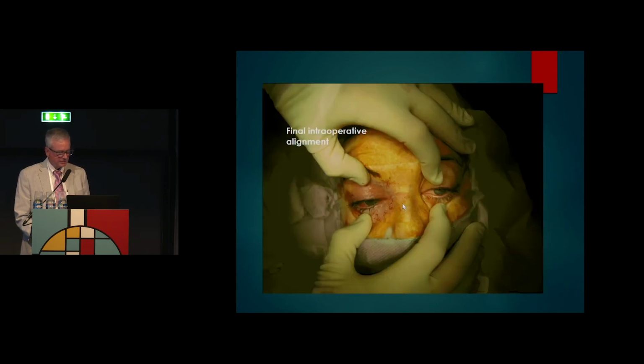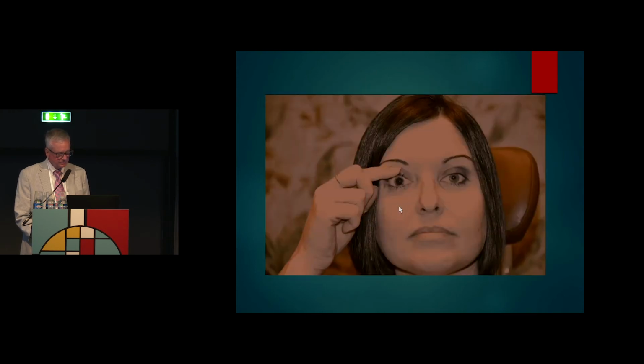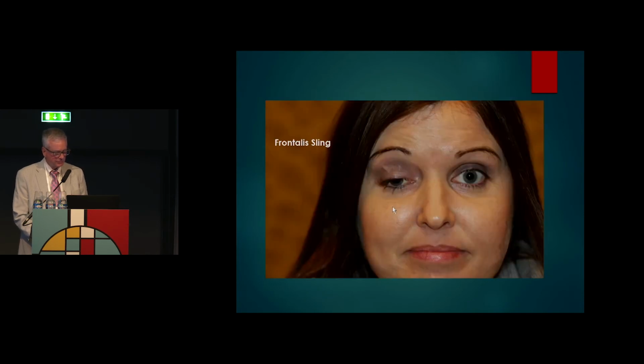This is what she looked like at the end of the procedure. This is what she looked like a week or so later. And then we still had problems with the droopy lid, so she had a frontalis sling, and that was the outcome.